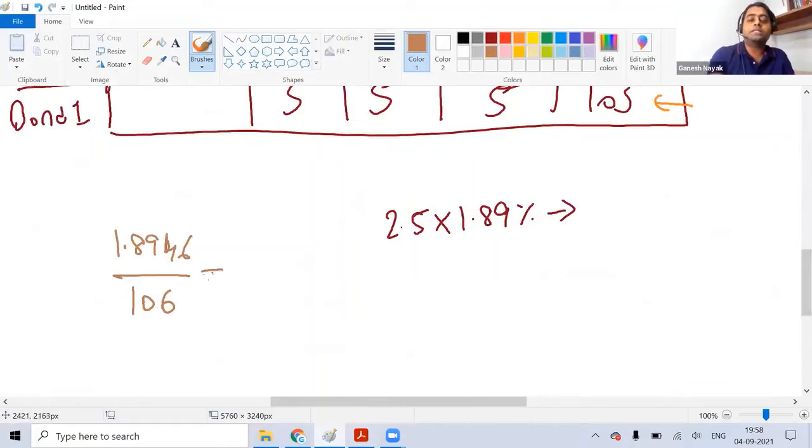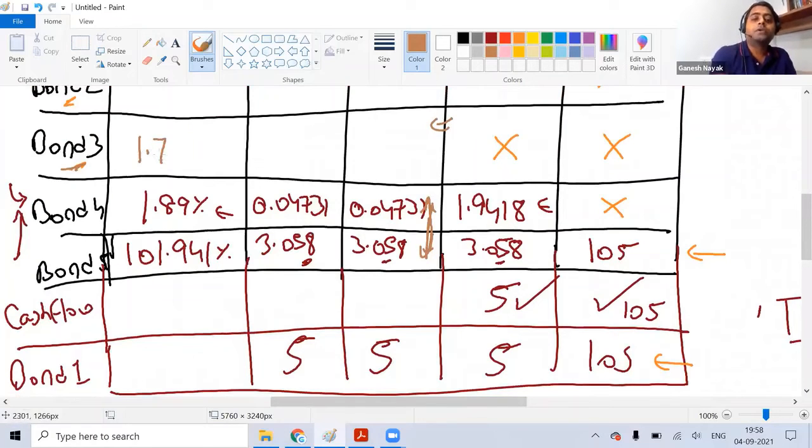106. Give me the answer in terms of percentage. No, Bhargav, I cannot put this amount directly. You will have to understand, if you purchase this entire bond, the bond will give you 106. You need only $1.89. Okay. So this is 1.78%. So I'm trying to find this 1.78%.